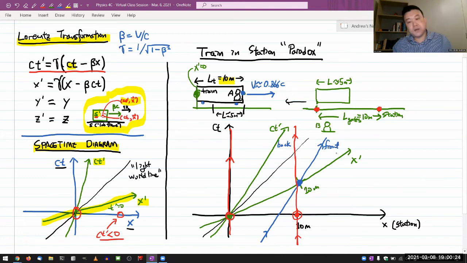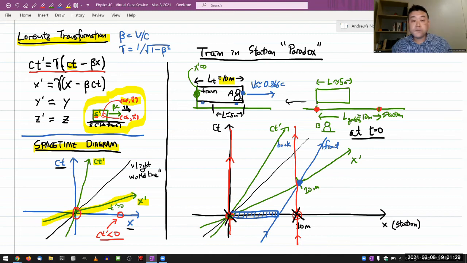So Bob, the station chief, closes the gate at t equals zero. The event, the space-time coordinate at which he closed the gates, can be represented by these two points. This point here, the back of the left-hand gate at t equals zero, and this point here, the right-hand gate at t equals zero. And what he finds the train to be doing at that time is he finds that the train is occupying this space here at t equals zero.